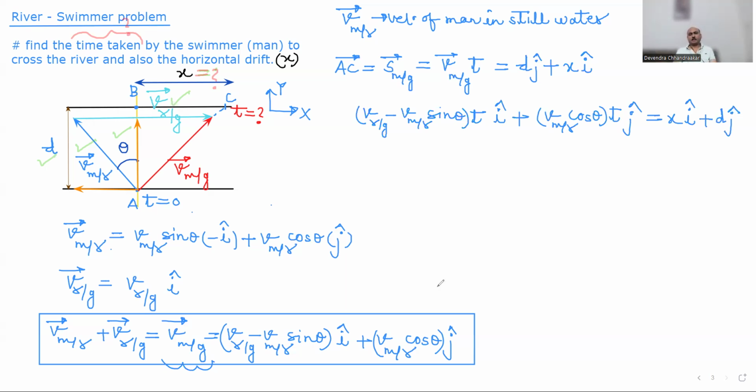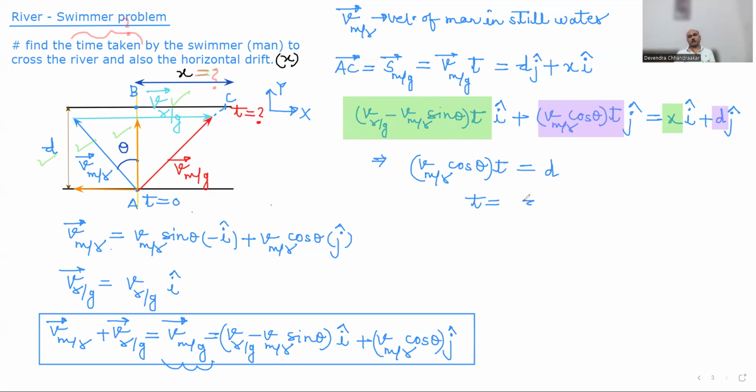Yes, sir. Anybody having any doubts in this? I have just simply substituted the values here. Speak up, children, any doubt? No, sir. Nice. Now, two vectors are equal only when their components are the same. So the green components are the same. Similarly, this one, VMR cos theta and d, they are same. They can be equated. From here, we get VMR cos theta into t is equal to d.